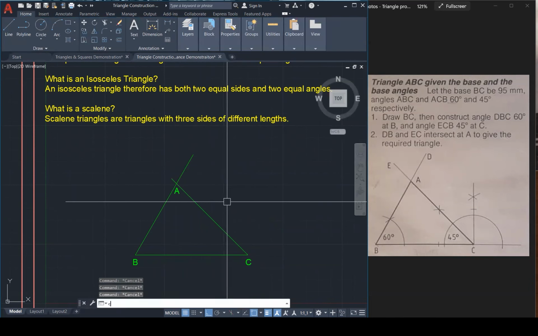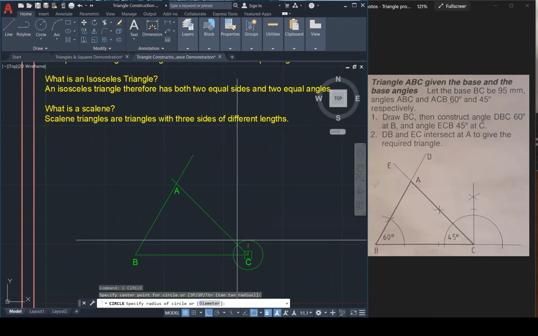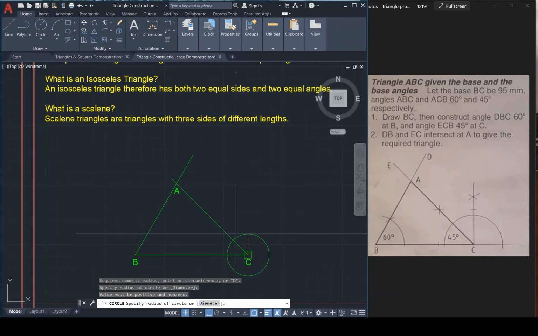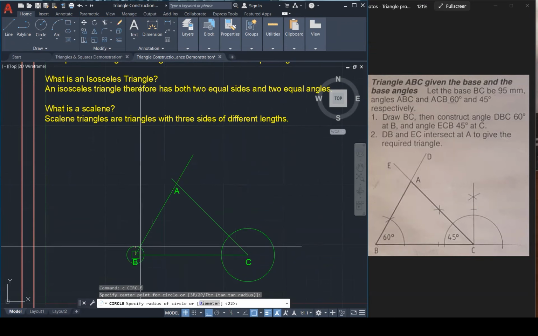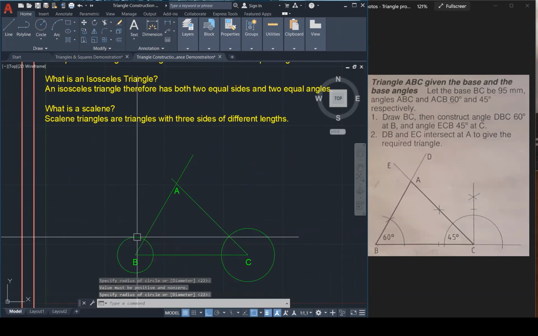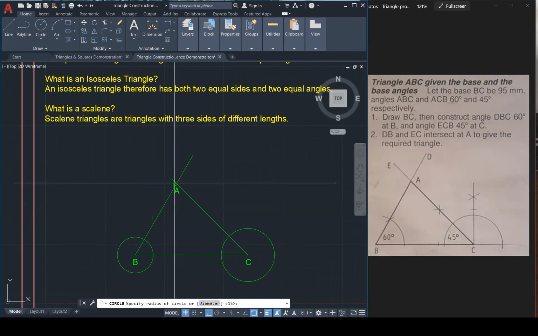What I'm going to do is draw circles at each point. I'm going to trim them so you can see the angles.